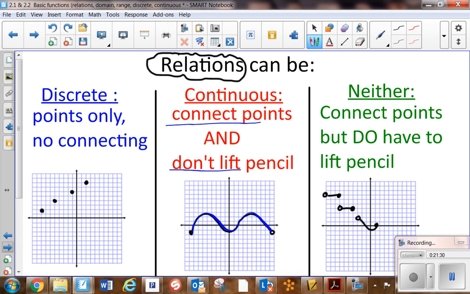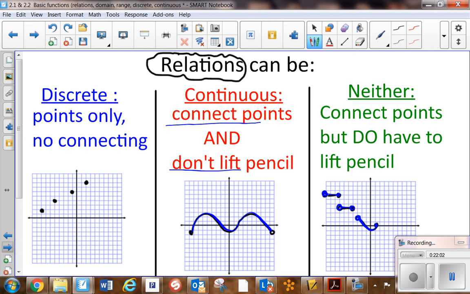Then there's some that are kind of neither. This little guy is called a step function, which we will learn about later. They blabbed for a little while, but then they stopped. Then you have to pick up your pencil. Then they blabbed a little while, and then they stopped. Pick up your pencil. So we don't call it both. We just say it's neither, because it breaks the rules of both of them. So that's neither continuous nor discrete.